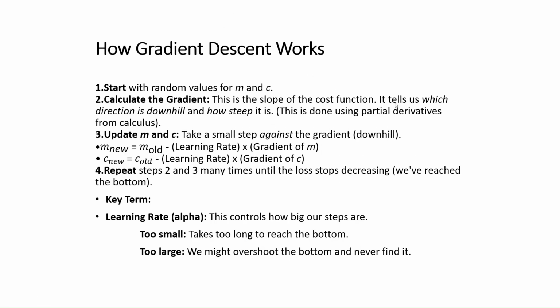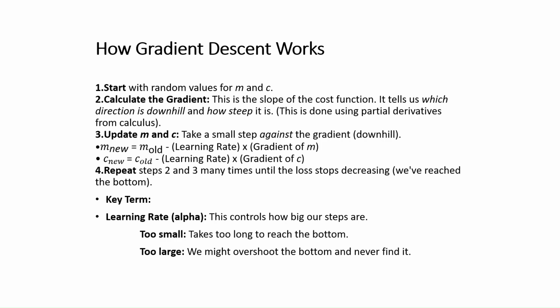In this slide, we see how gradient descent works. First, start with random values for m and c, then calculate the gradient. This is the slope of the cost function. It tells us which direction is downhill and how steep it is. This is done using partial derivatives from calculus.